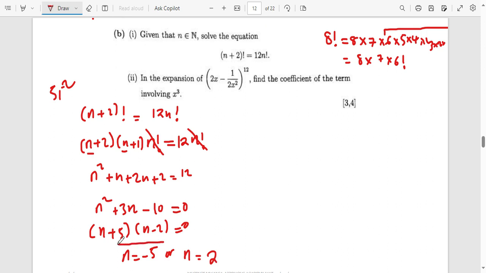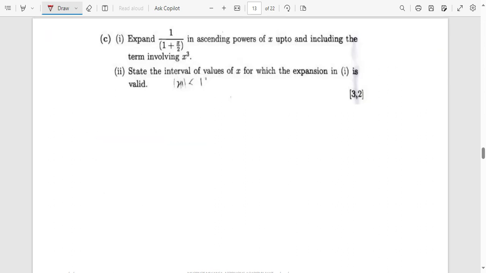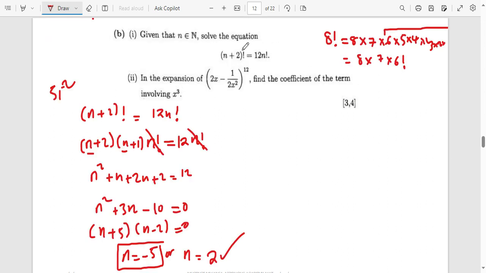Now we don't have a factorial for a negative number like that. It will continue going and going like that. So the answer is going to be n is equal to 2. Okay. We are not done with the question here.